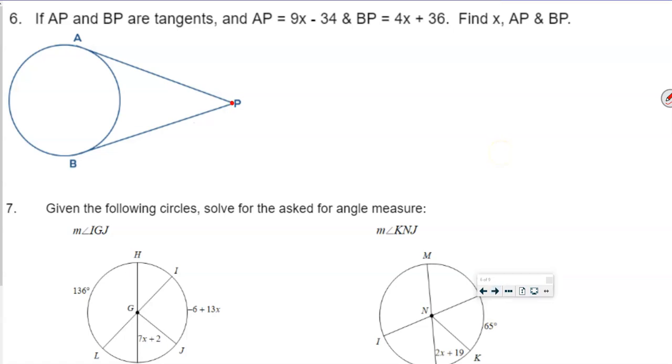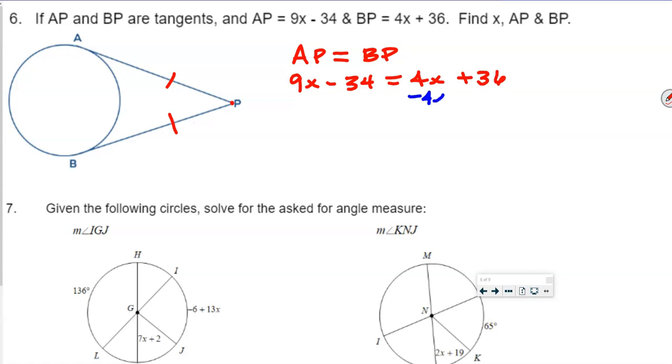All right, so this next one says if AP and BP are tangents, well, look, they come from the same point. So if they're tangents and they come from the same point, they are congruent, y'all. So that means AP is equal to BP. So this is how we're going to set up the problem. So this is going to be 9x minus 34 equals 4x plus 36. I'm going to subtract 4x from both sides.